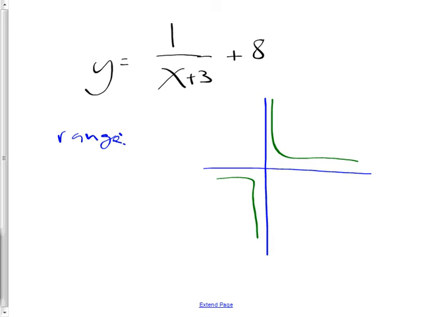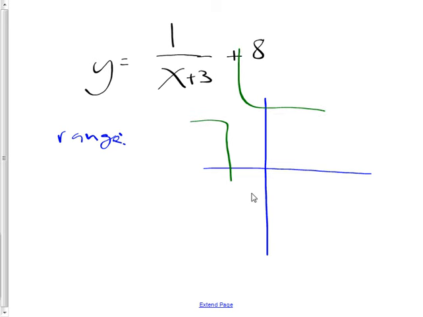Okay, so here's what you should have done. You should have moved it to the left 3. Do you get how that means to move to the left? Because of the plus 3. Now, is that even really going to affect the range? Nope, it really isn't. But what's going to affect the range is the up 8 part. That plus 8 means up 8. So this needs to move up 8.